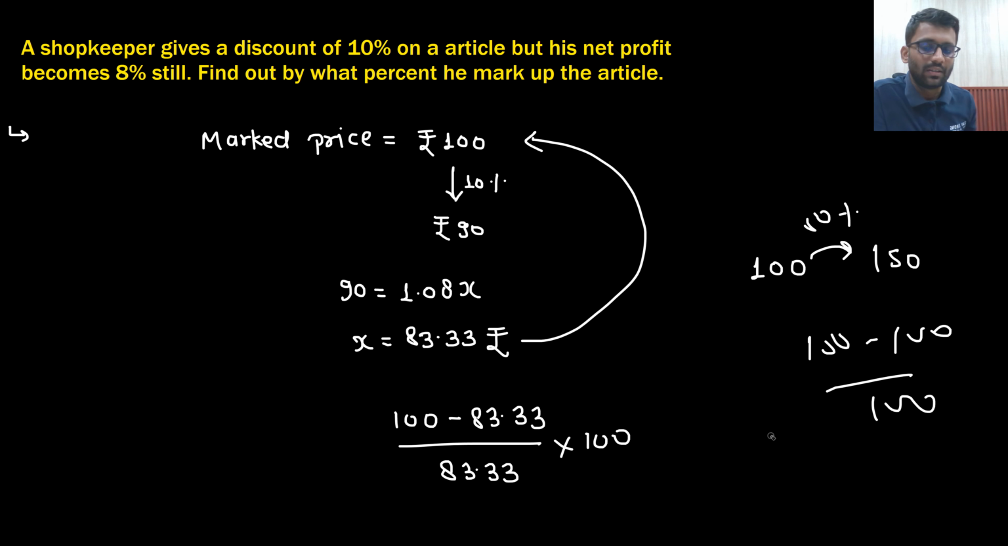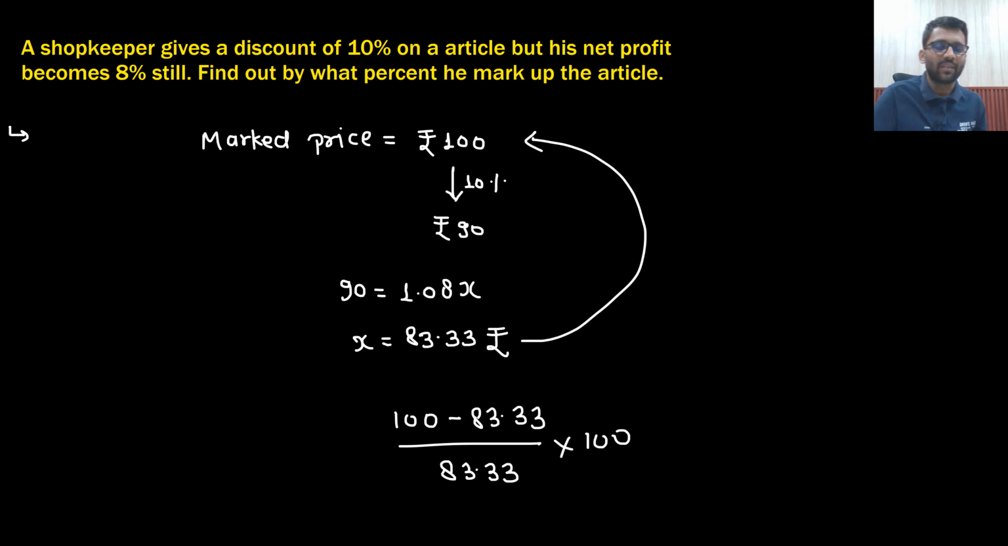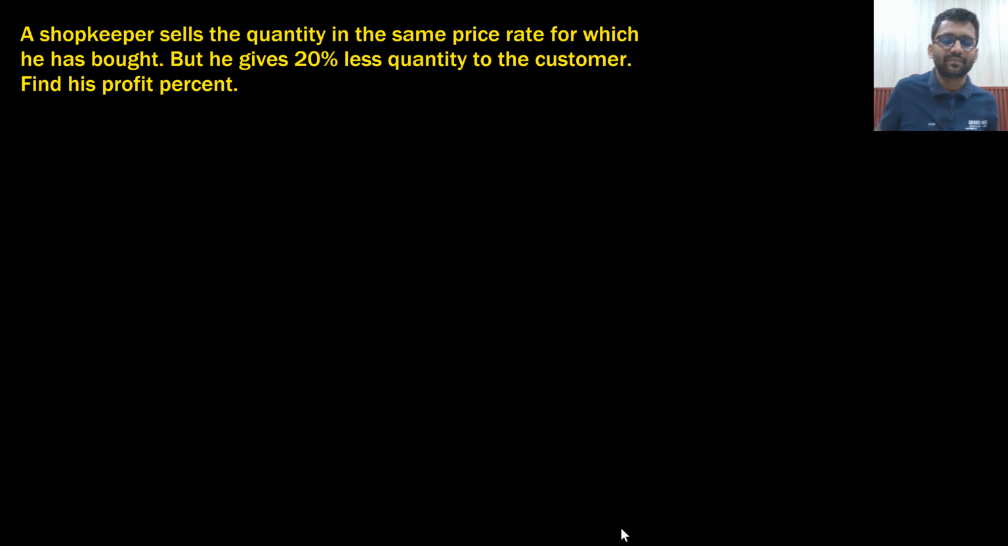That's it. So many times people get confused, sir, what will come in the denominator? But you will not get confused now, right? Minus 100 divided by 83.33. So by 20%. He marked up the price by 20%. Are you getting this point? So this is the final answer. Let's move towards the next question.